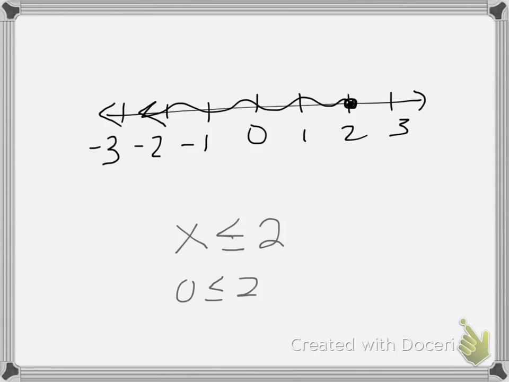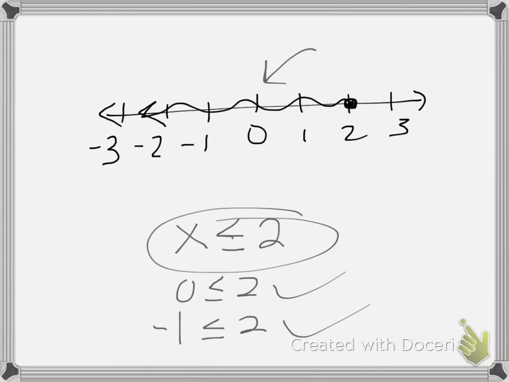Okay, so 0 should be true because it's in my shaded region. So is 0 less than or equal to 2? It's less than, so it works. We could plug in -1. -1 is less than or equal to 2, so that works. So this is the correct answer.